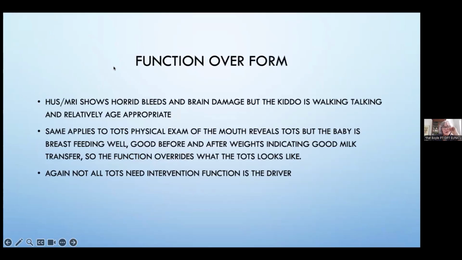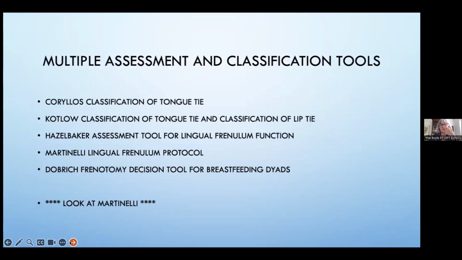So I want to always focus on function over form. The head ultrasound and the MRI will show horrible bleeds and brain damage, but the kid is walking, talking, and relatively age appropriate. The same applies to the TOTs physical exam of the mouth. It reveals if the baby is breastfeeding well, good before and after weights, good milk transfer. I think function overrides what the TOTs looks like. Again, they don't all need intervention. It is function being the driver.